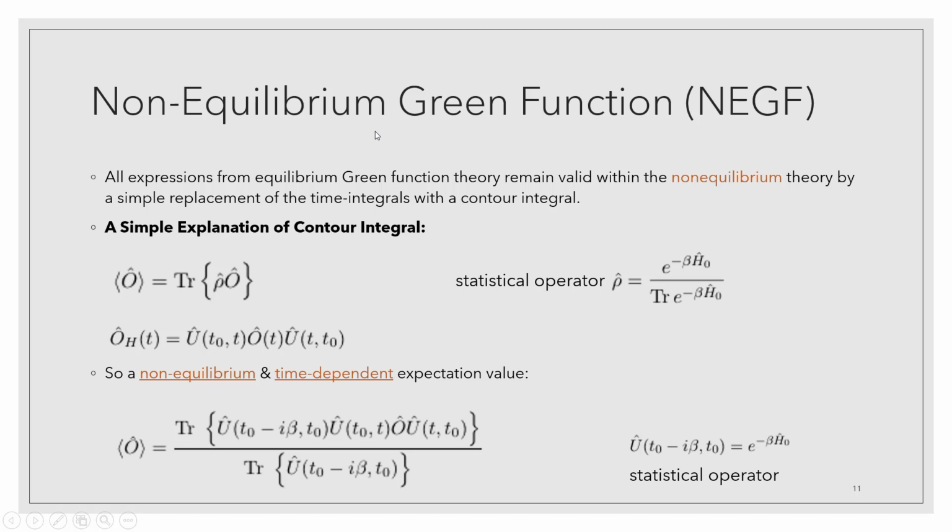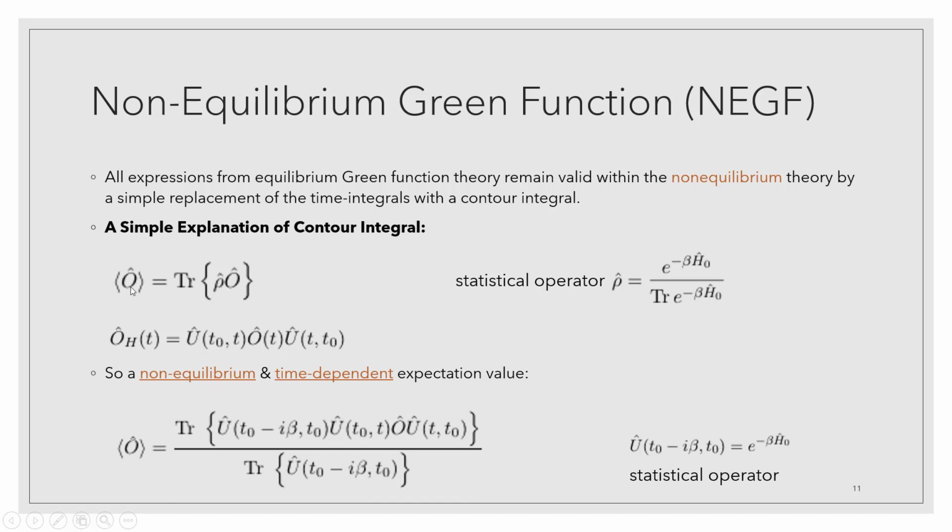And the thing is, in non-equilibrium Green function, all expressions from equilibrium Green function theory remain valid within the non-equilibrium theory by simple replacement of the time integral with a contour integral. So basically whatever you know from Green function will stay the same for non-equilibrium Green function, except the integral over time. Instead, we're going to do a contour integral. So what do I mean by that? Let's have a simple explanation so we can understand it.